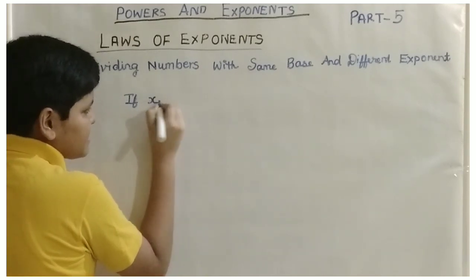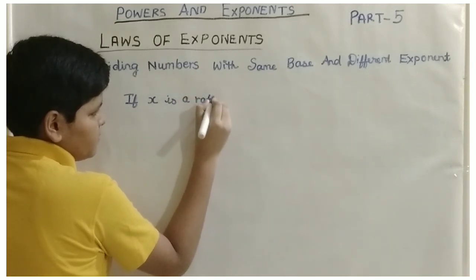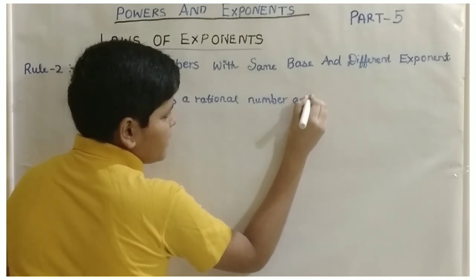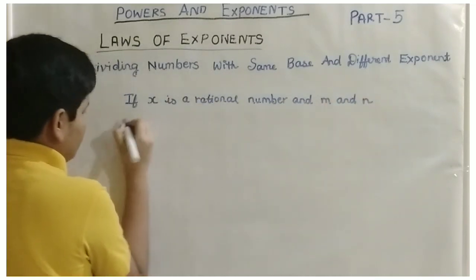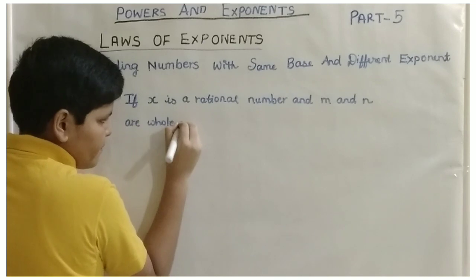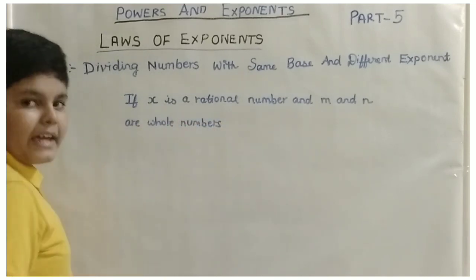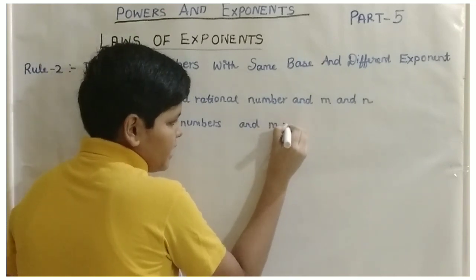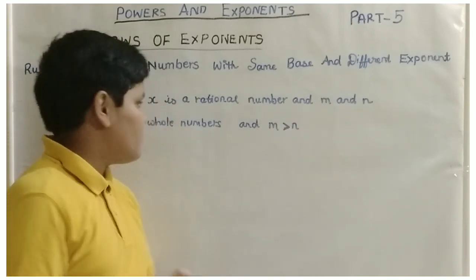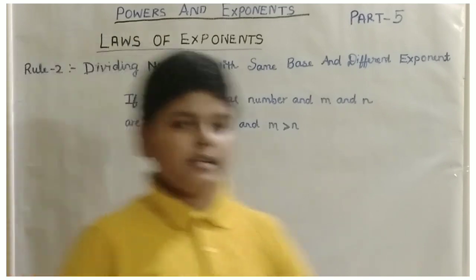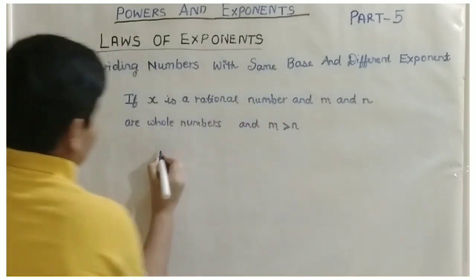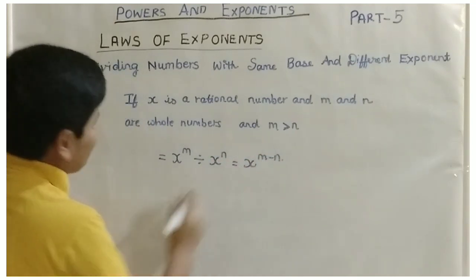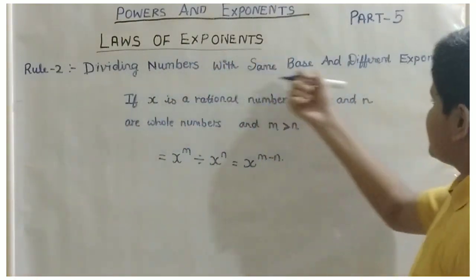if x is a rational number and m and n are whole numbers and m is greater than n, then our formula will be x to the power of m divided by x to the power of n is equal to x to the power of m minus n. We have revealed another rule, that is dividing numbers with same base and different exponents.